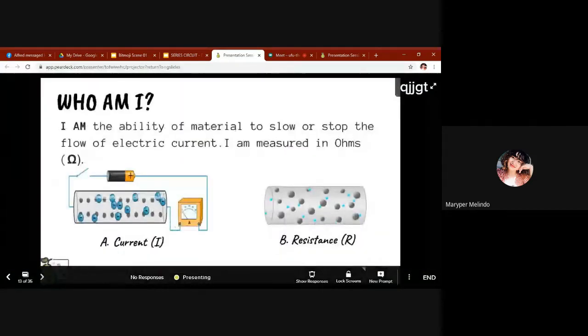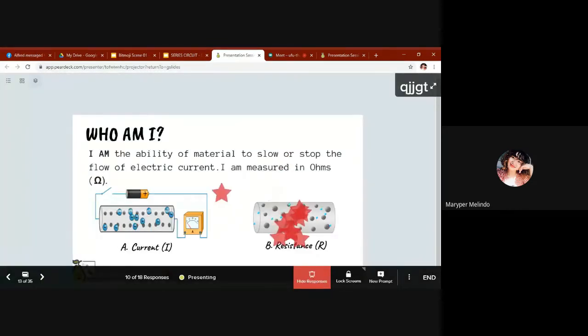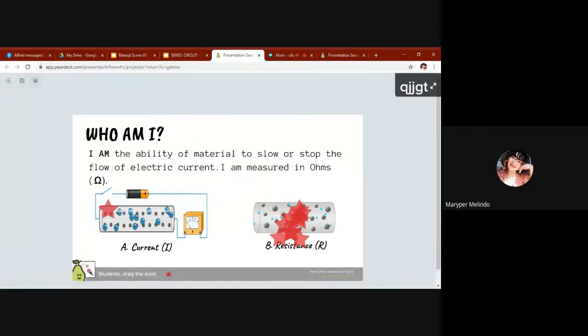Okay, so next. How about this one? Ito, medyo halata rin yung sagot dito. I am the ability of material to stop the flow of electric current. I am measured in ohms. Is it A, current with the symbol I, or B, resistance with the symbol R? What do you think is the answer? Wow, ang galing naman.